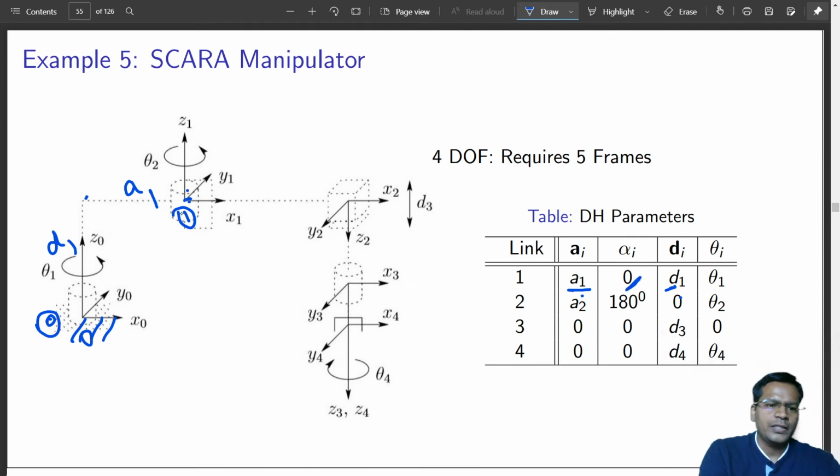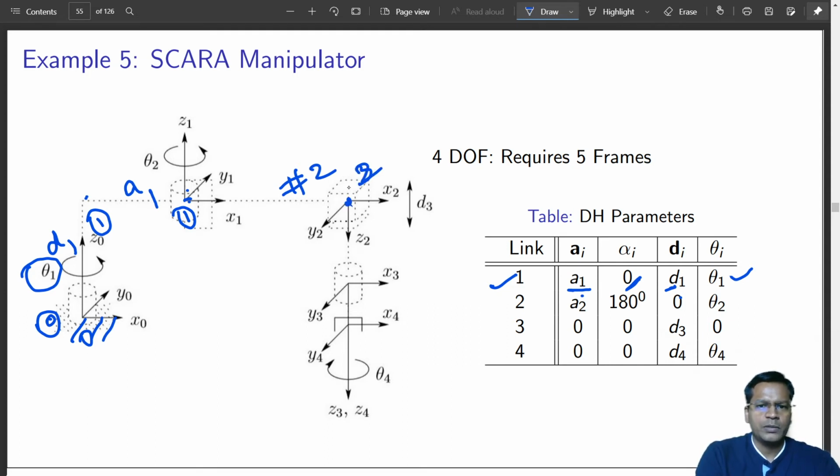Now point 1 rotates about the vertical axis by an angle theta 1. That is the only joint variable, and this is how link 1 parameters are defined. Now let me see how the next parameters are defined. If this is link 1, then link 2 ends with frame 2, which is placed here. Let me clear it off a bit.